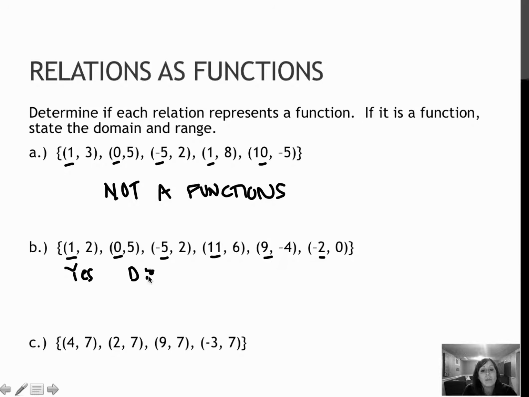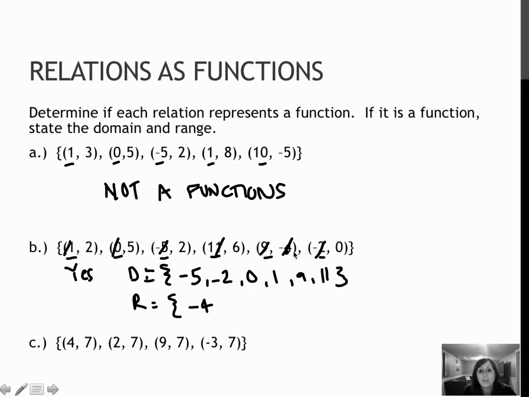The domain, remember, would be all of the x values. So least to greatest: -5, -2, 0, 1, 9, and 11. We like to write those least to greatest. The range, again, least to greatest, would be -4, 0, 2, 5, and 6. We don't have to write the 2 twice.